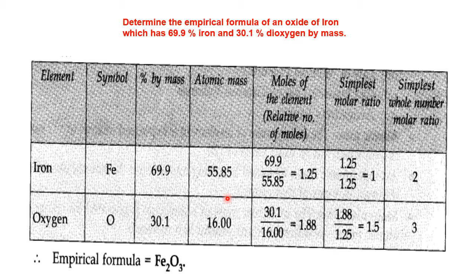Now, when we want to calculate the moles of an element, what will we do? We will divide mass percentage by the gram atomic mass, so that we will get the number of moles. Okay. So accordingly, I am dividing mass percentage by gram atomic mass to get the number of moles. So 69.9 divided by 55.85 equals 1.25. In the same way, we are dividing 30.1 mass percentage by its atomic mass 16, equals 1.88. So 1.25 and 1.88 is the number of moles.